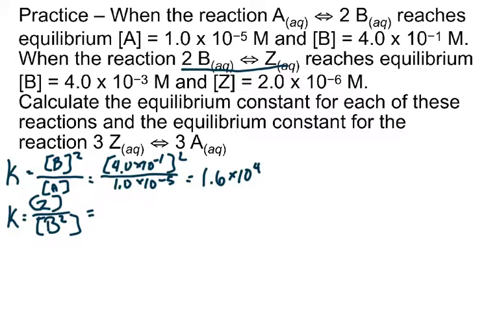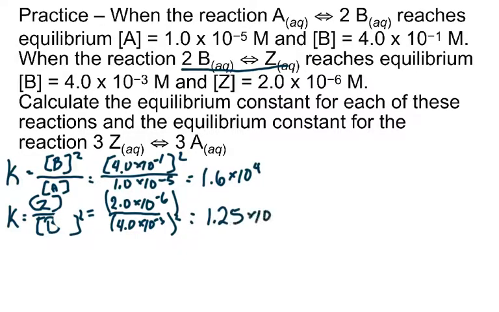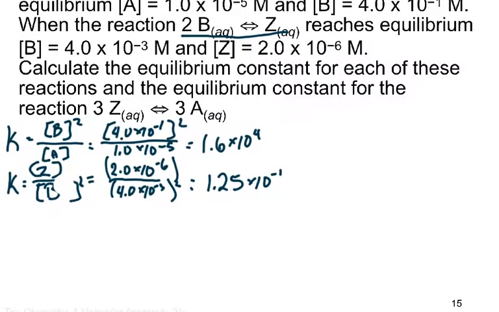And in this case, the squared is outside. My concentration of Z is 2 times 10 to the negative 6th. And my concentration of B is 4 times 10 to the negative 3rd, and that gets squared. So my K value for my second reaction is 1.25 times 10 to the negative 1st. And then it says calculate the equilibrium constant for the reaction 3Z goes to 3A.